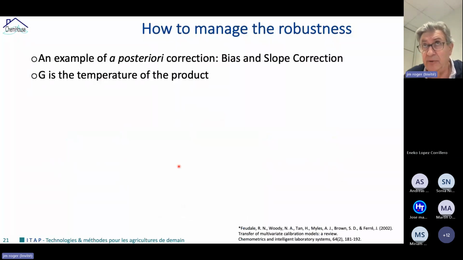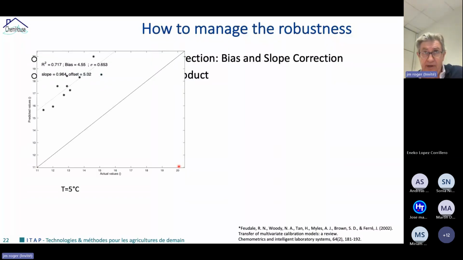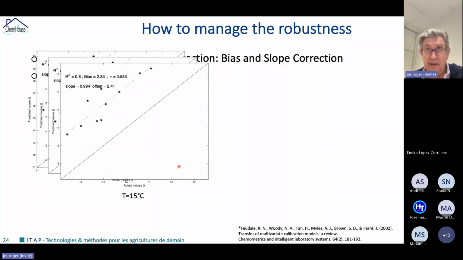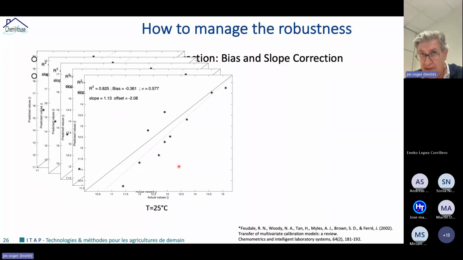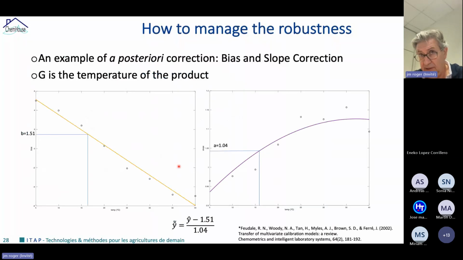Okay, and a posteriori correction, bias and slope correction. Let's imagine that G is the temperature of the product, the same example as before. We have applied the model which has been calibrated on 25 degrees. We apply it on 5. We observe that there is a bias and a slope, as you can see. We apply it at 10, at 15, at 20, at 25, at 30, etc. And we are able to draw a relation between the temperature and the bias, and also between the temperature and the slope. Here we have these two functions. We can fit this function.